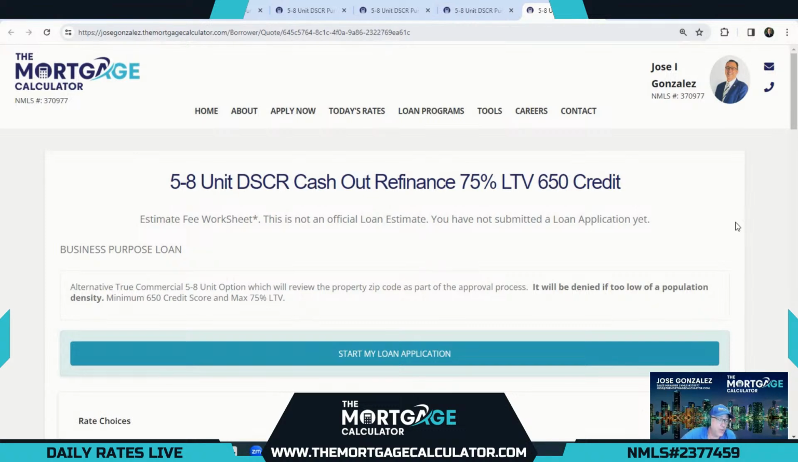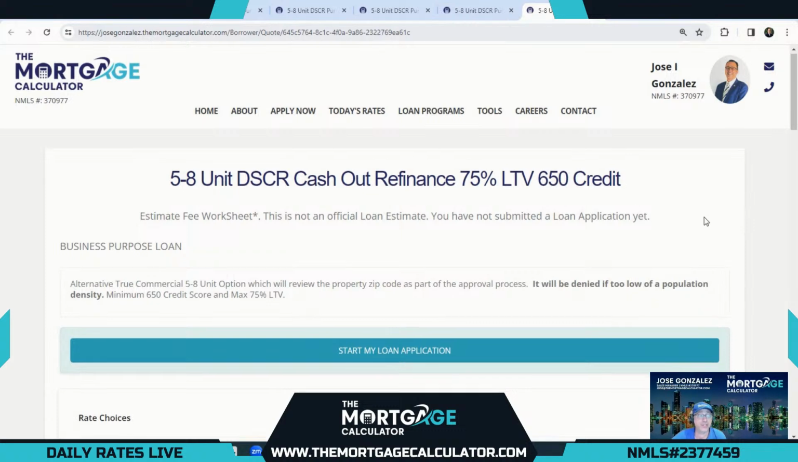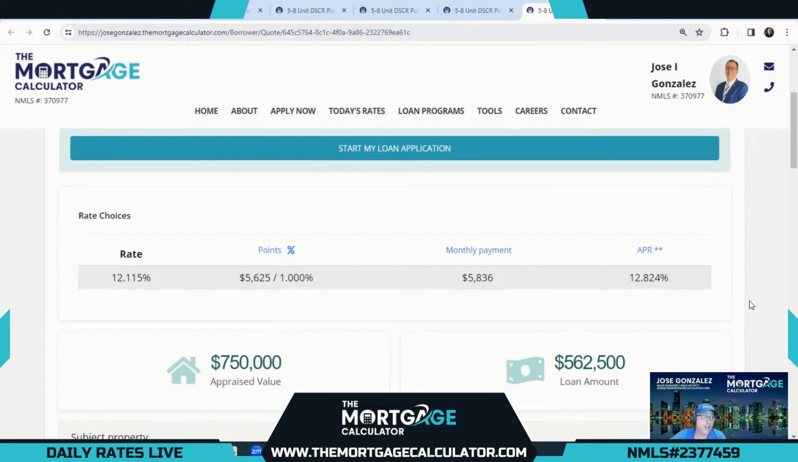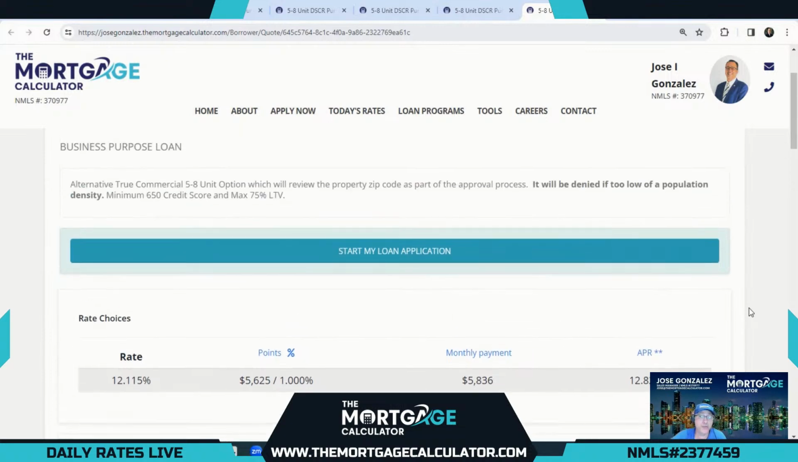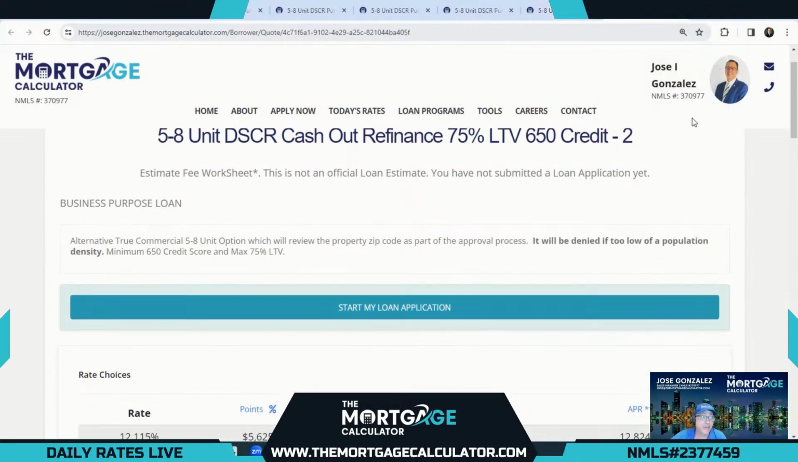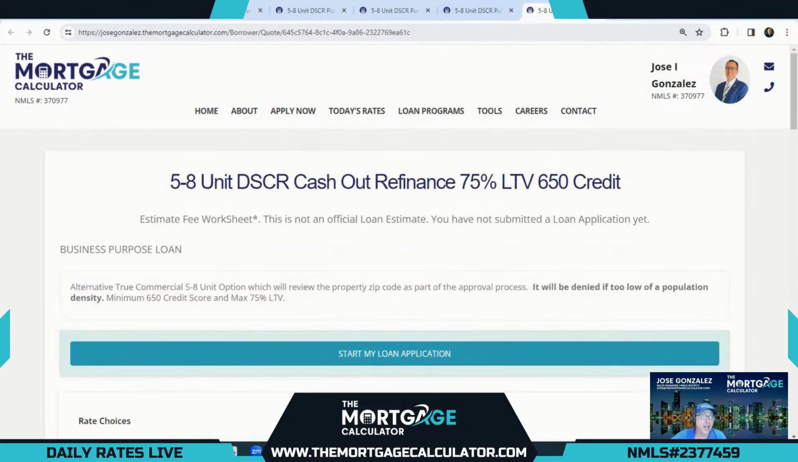And one thing I will also note is that we have been able to get exceptions for this option down to a 640 credit score at a 75% LTV. Now, mind you, yes, rates a little higher. You're looking at 12.115 for this option here, at a 75% LTV, but still a very good option.